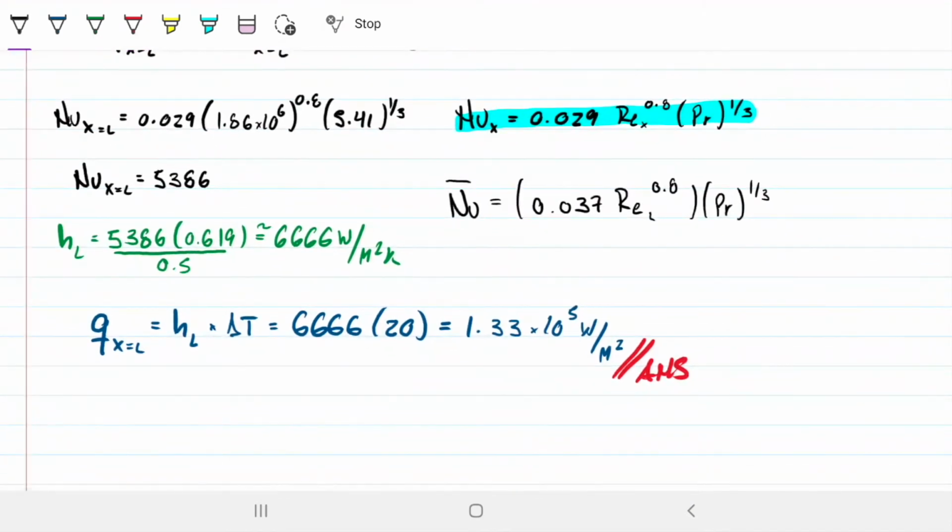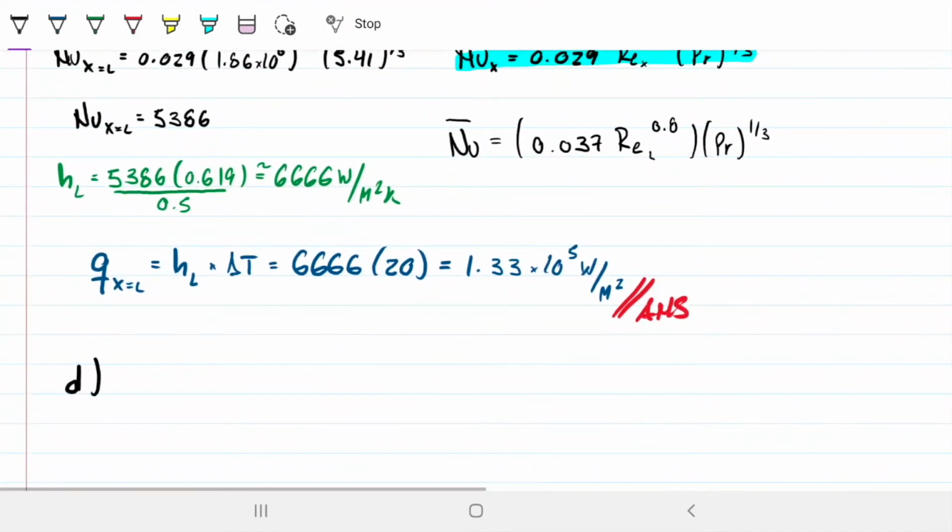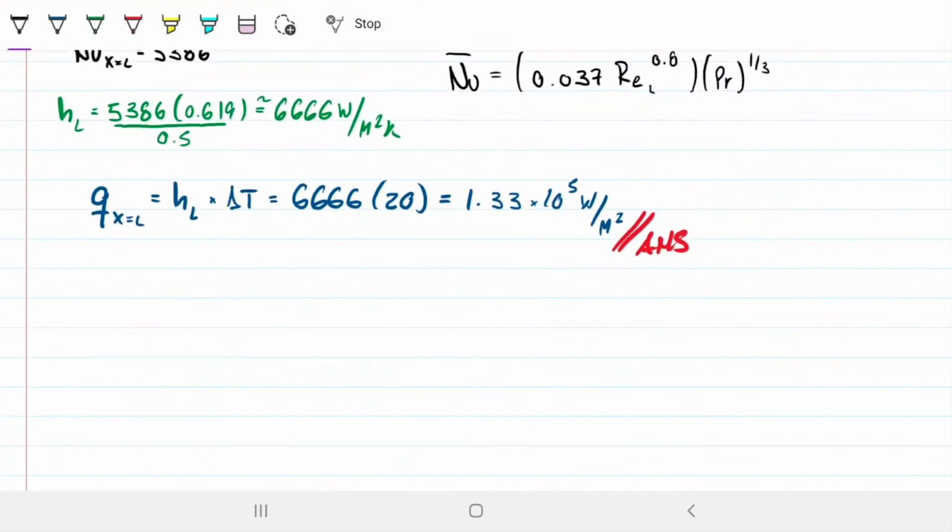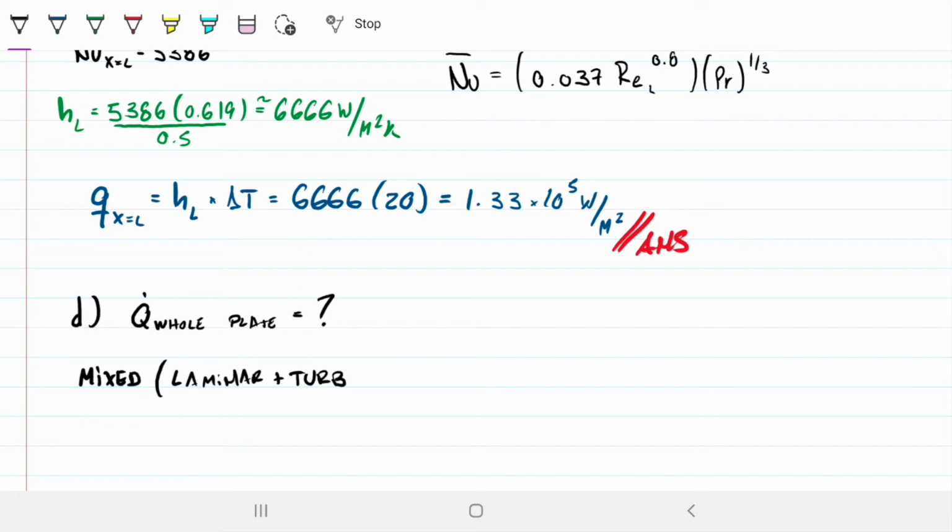Brilliant. Next, part D. In part D, we want the Q for the whole plate. To do this, I'm aware that we have a mixed situation in the whole plate. We've gone over this: there's a laminar portion plus a turbulent portion.